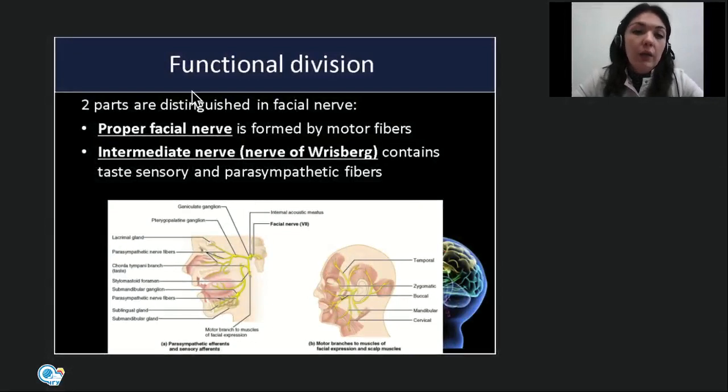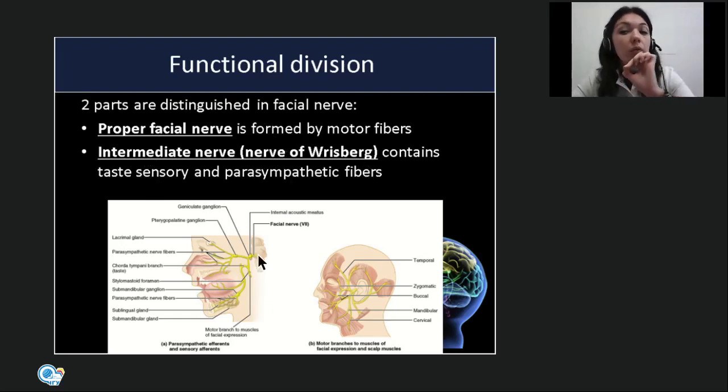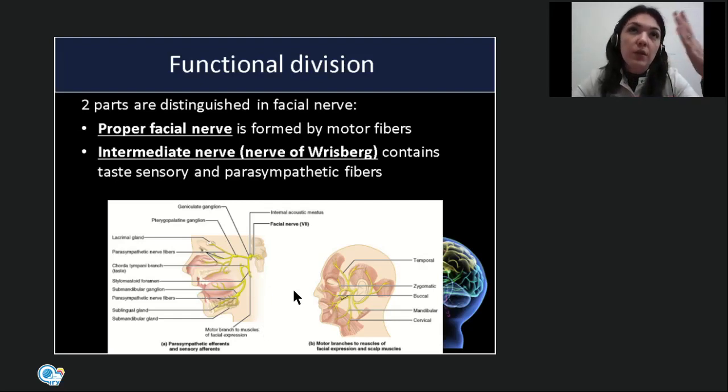And functionally, it can be divided into two parts. There is the proper facial nerve that is formed by purely motor fibers, and the intermediate nerve, or nerve of Wrisberg, that contains taste, sensory, and parasympathetic fibers. It's like that functionally, but anatomically, they start with a single trunk. That's why we consider it as a single facial nerve.